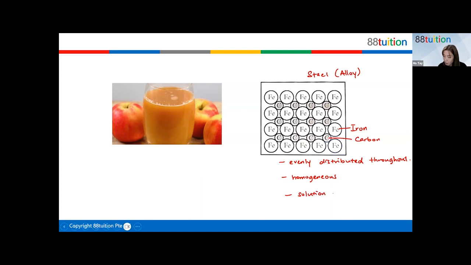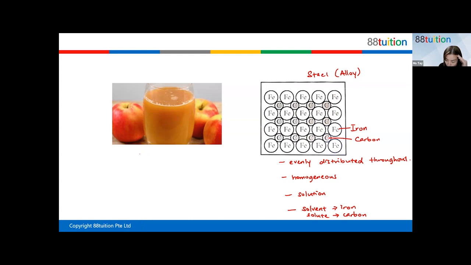Now, in this particular example, iron is actually existing in a higher percentage or proportion. So the solvent here is iron, and the solute is actually carbon. You need to take note of all this. Anything that is higher in terms of proportion is the solvent. In a lower proportion, we call them the solute.